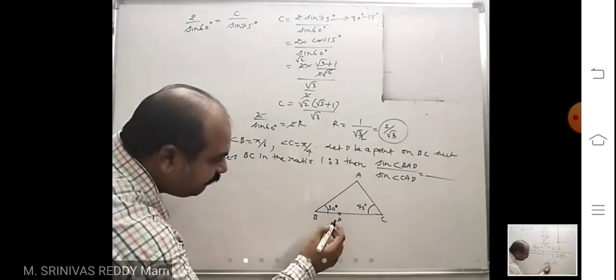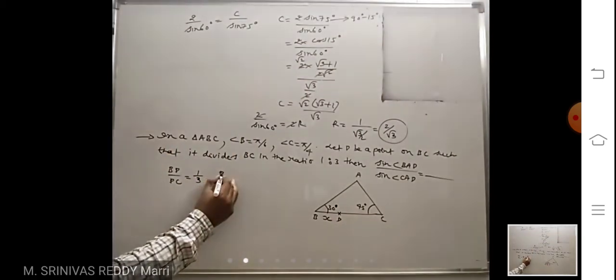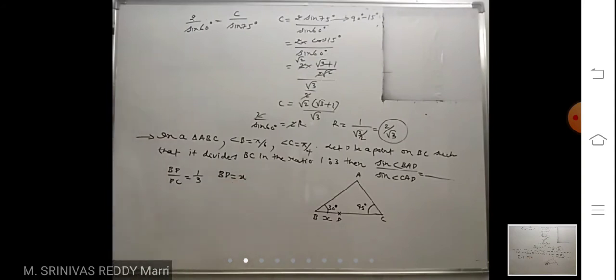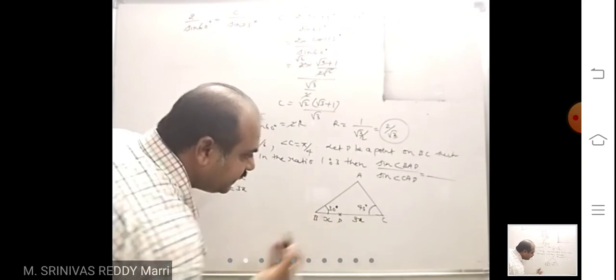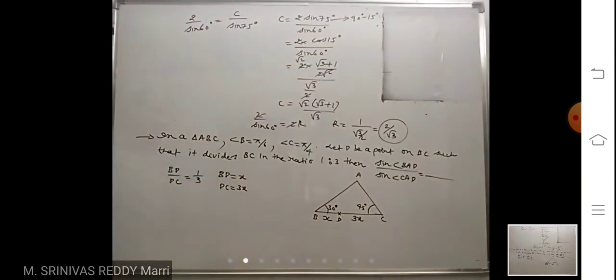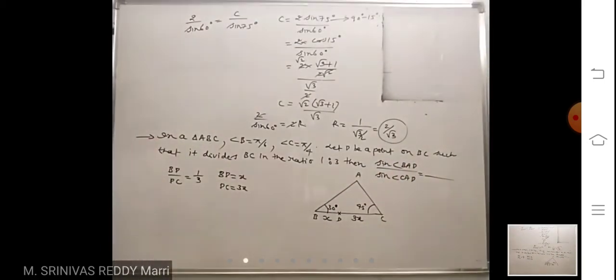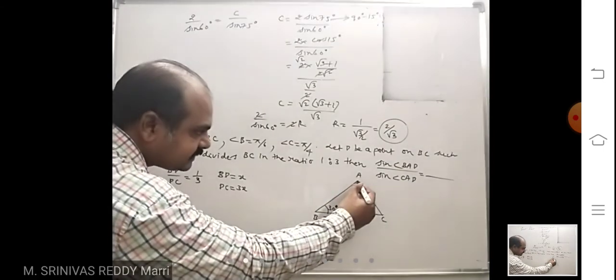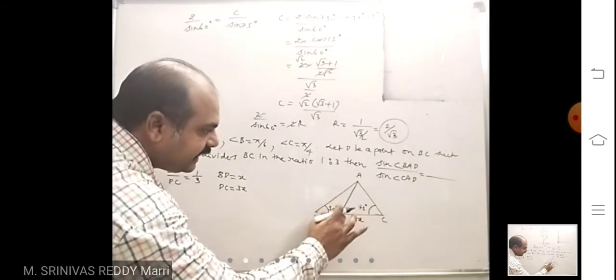Whenever the ratio is given, let BD take it as x, DC take it as 3x, such that BD by DC will be 1 by 3. So BD length is x and DC length is 3x. Always when the ratio is there, take like this. Now look at what he is asking, angle BAD. Join this. Angle BAD is this one. Angle CAD is this one.